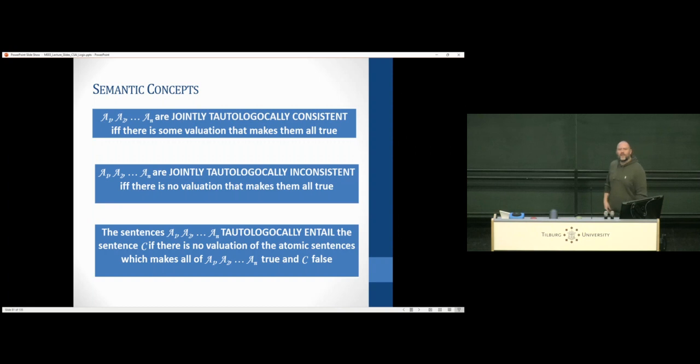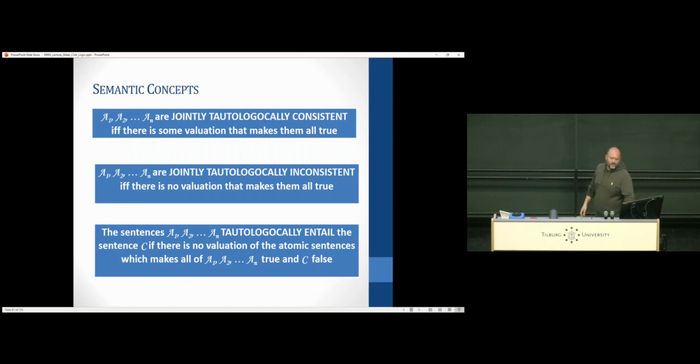So put in terms of our tables, some sentences are going to be tautologically consistent if there's even one row where underneath their main operators, they're true. Similarly, if there's no row where they're all true, they're inconsistent.